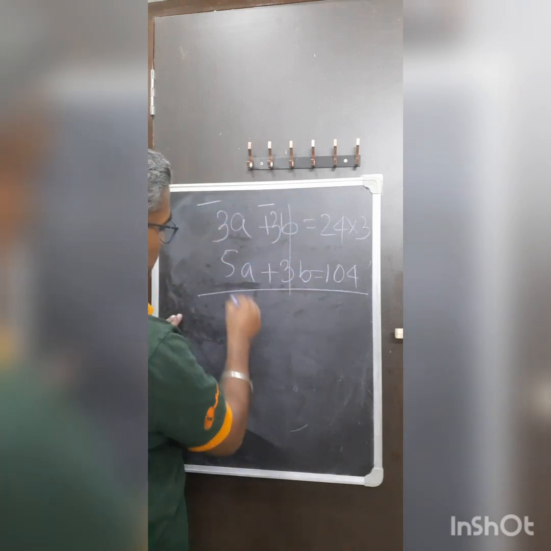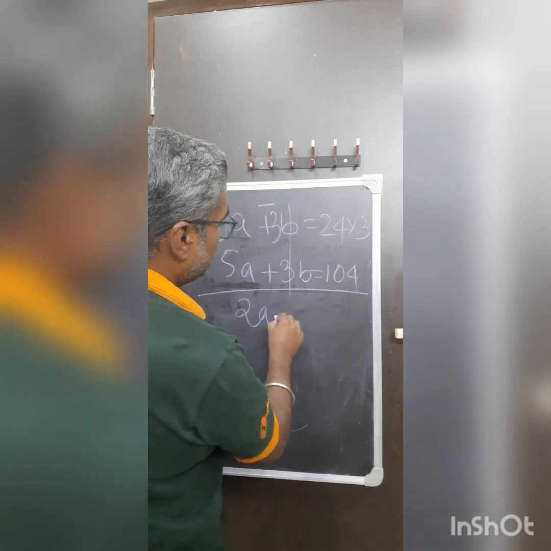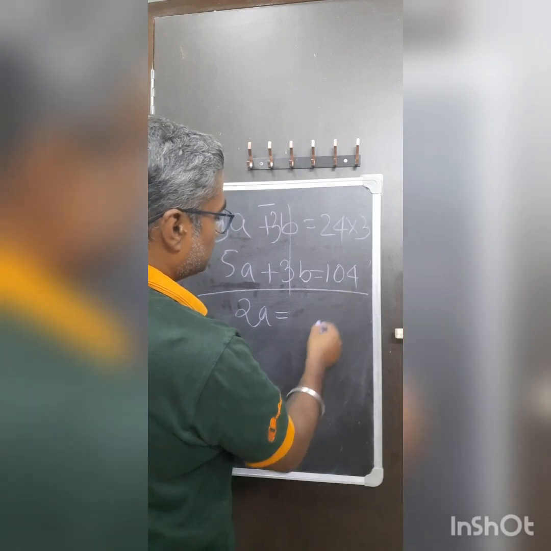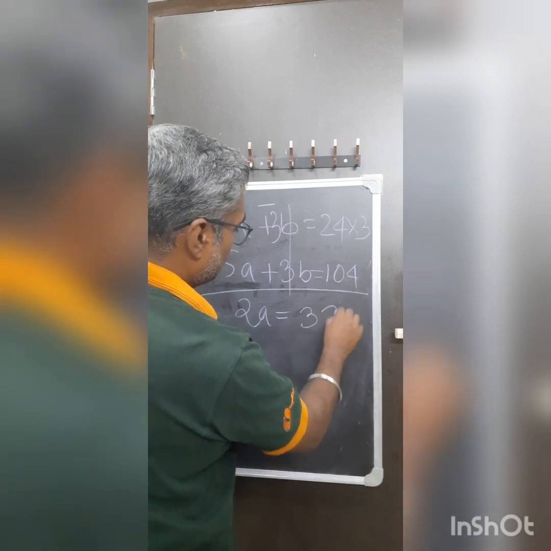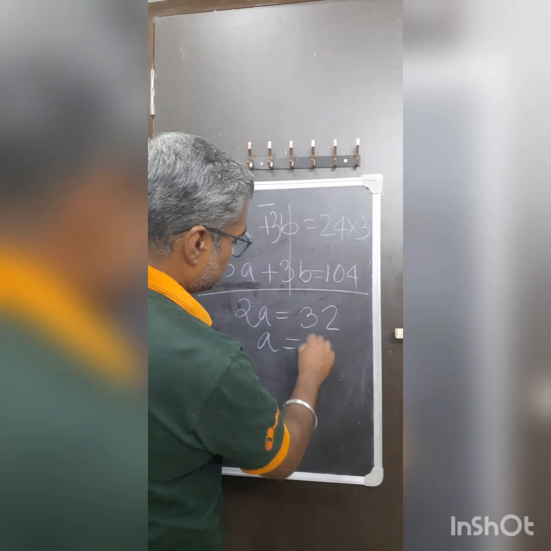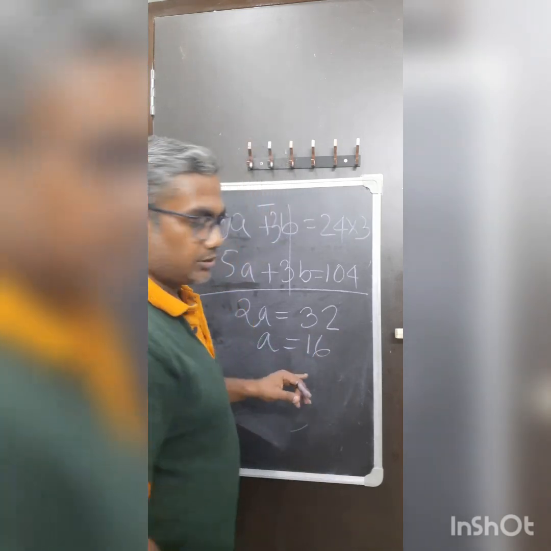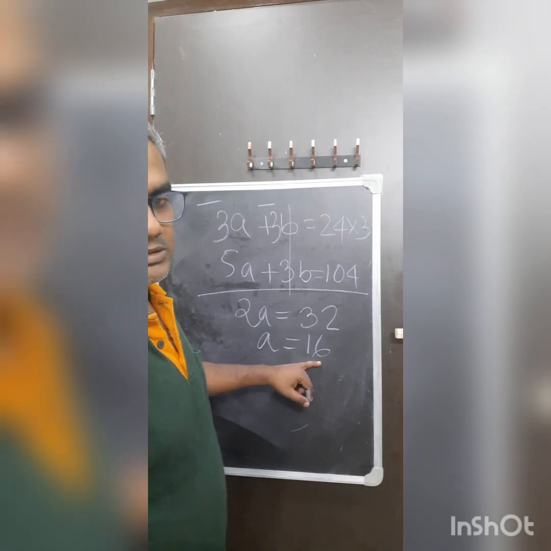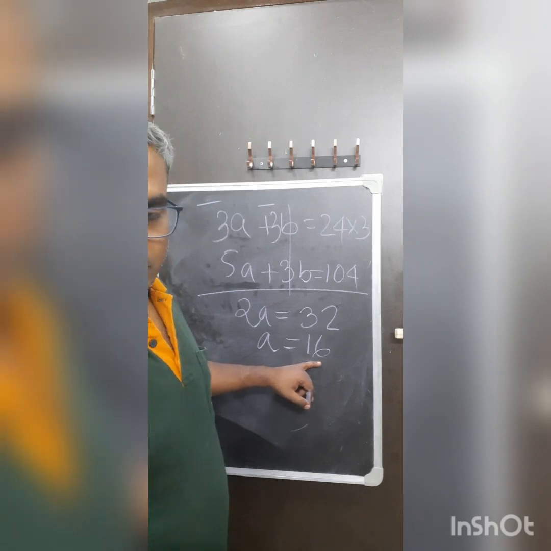So 5A minus 3A gives you 2A, and on the right it is 104 minus 72, which gives you 32. So A becomes 16. So the number of questions carrying 5 marks is 16. This is the requirement of the sum.